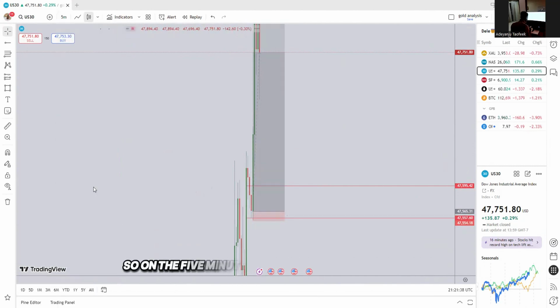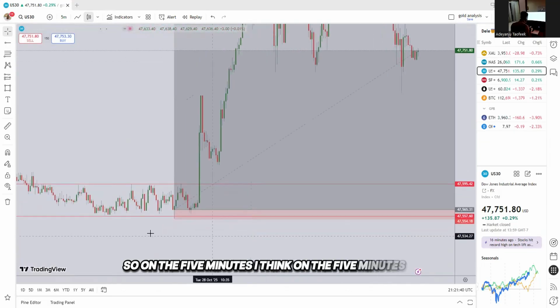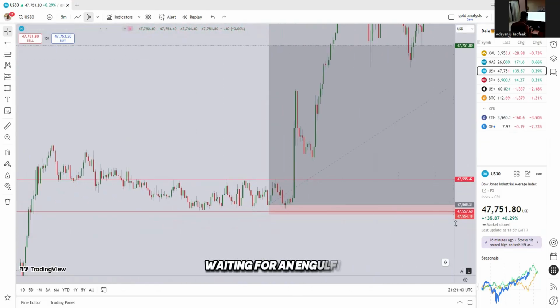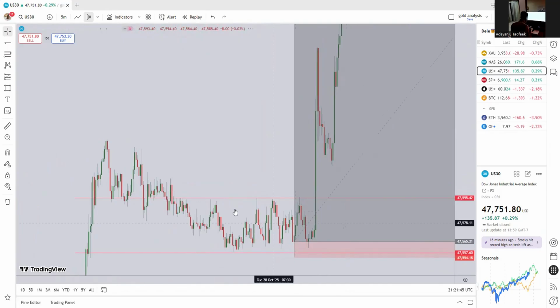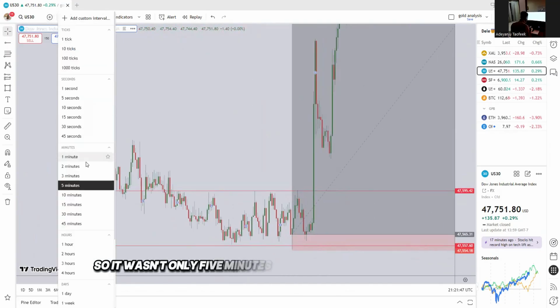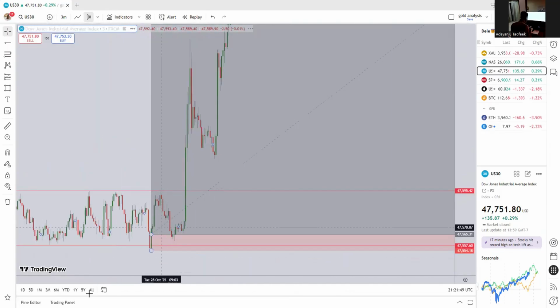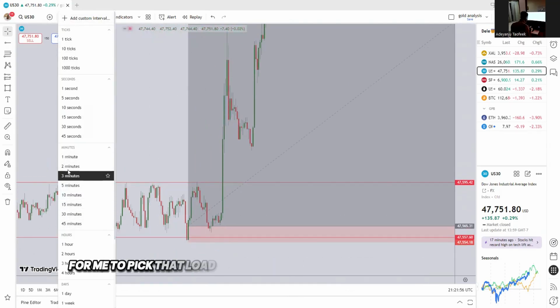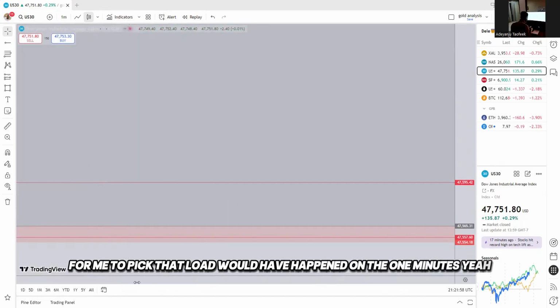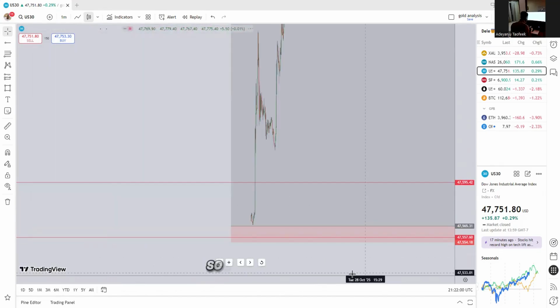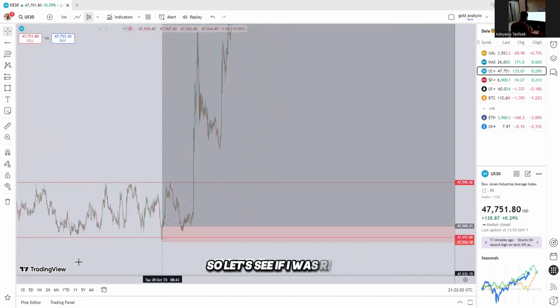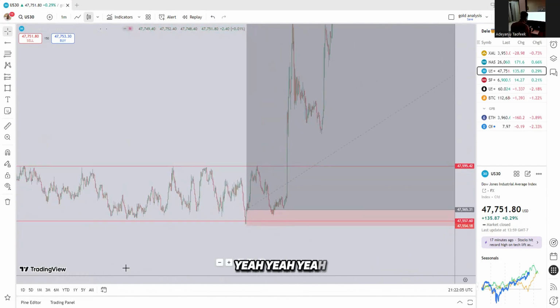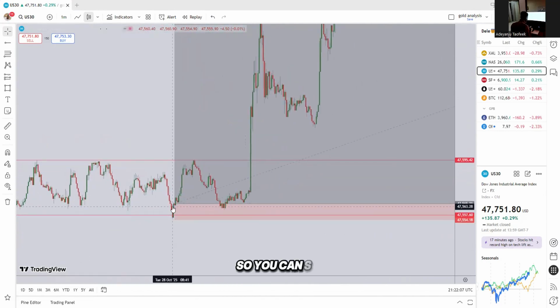So on the 5 minutes, waiting for the engulfing. It wasn't on the 5 minutes, I think it was on the 2 minutes. All right, so this is it. I waited for this engulfing on 2 minutes. I think for me to pick that low, it would have happened on the 1 minute. So let's see if I was right. Yeah, I took it on the 1 minute. You can see I picked my engulfing from the 1 minute.